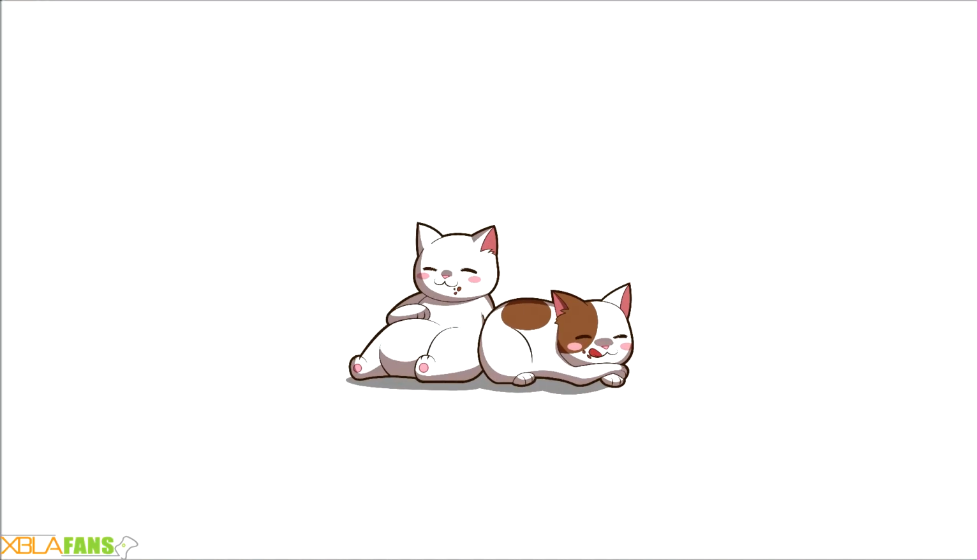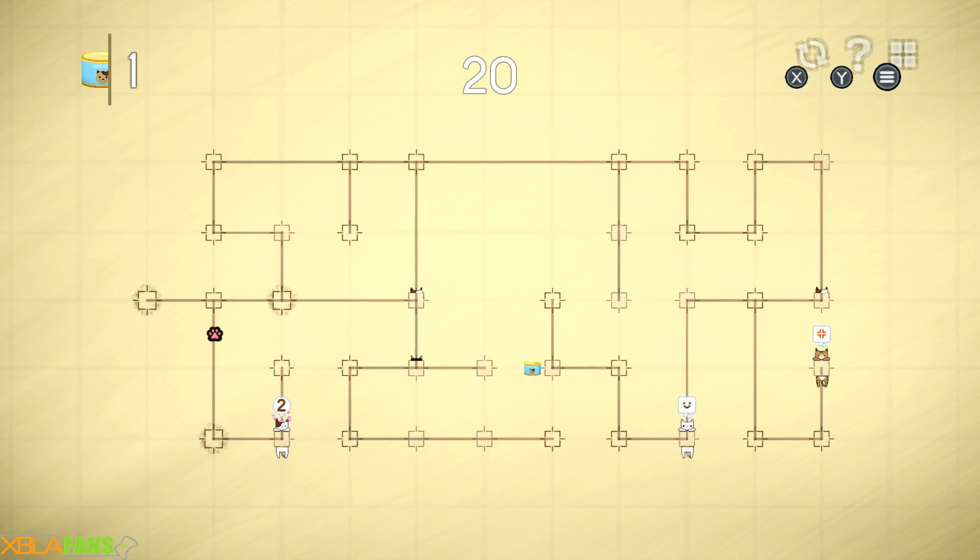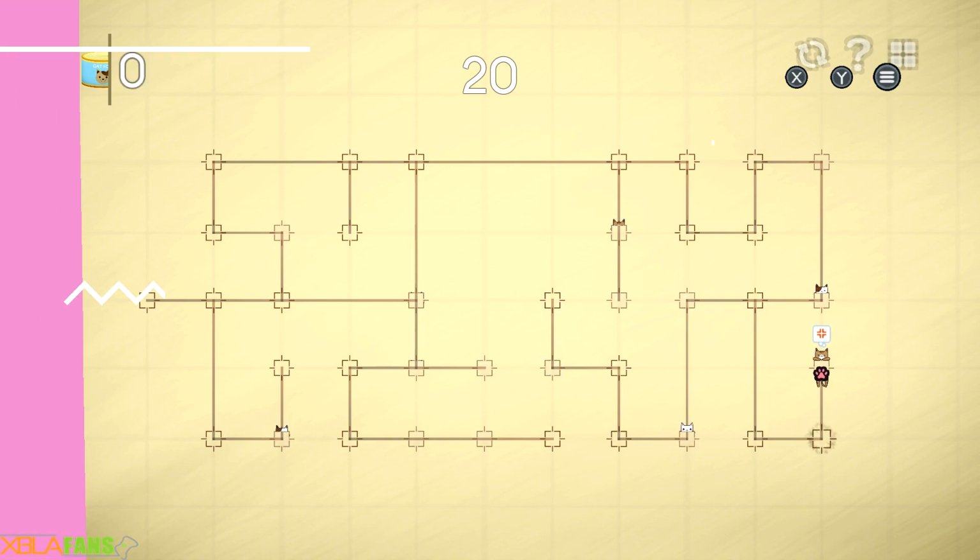We'll do one more level. But with how this is progressing, I don't think this will get very hard. Excellent. And now we just feed the rest of the kitties. Excellent. And there we go.